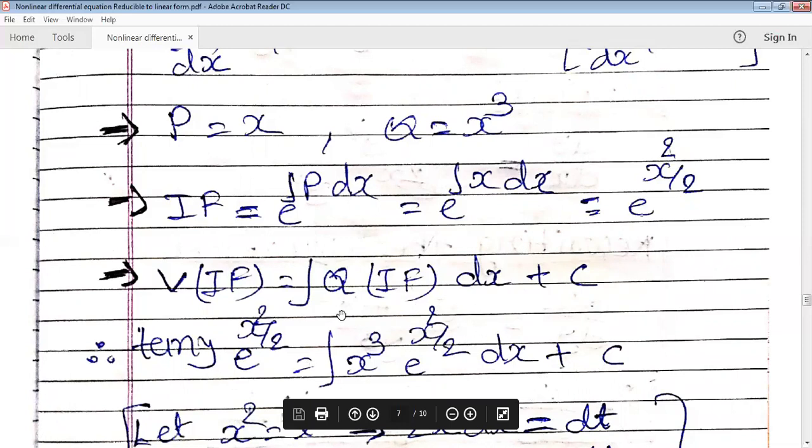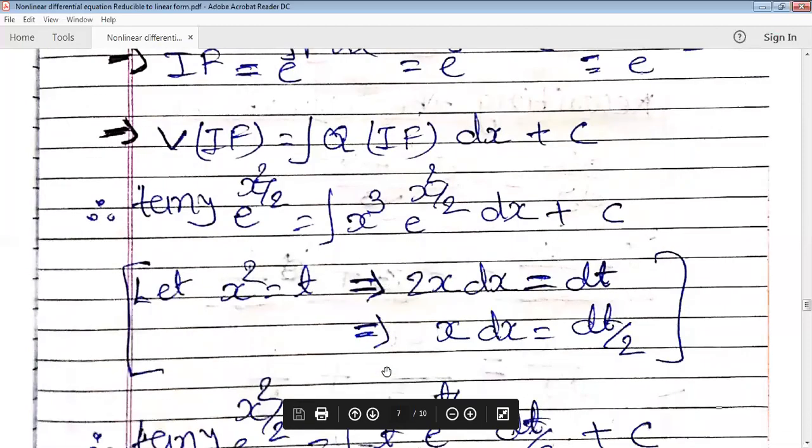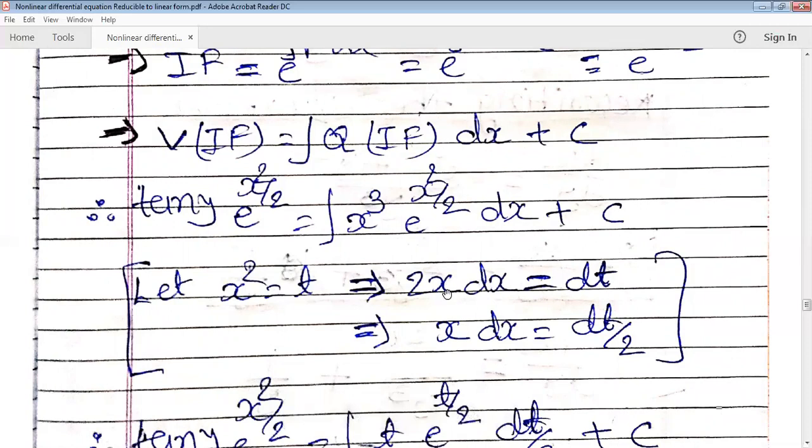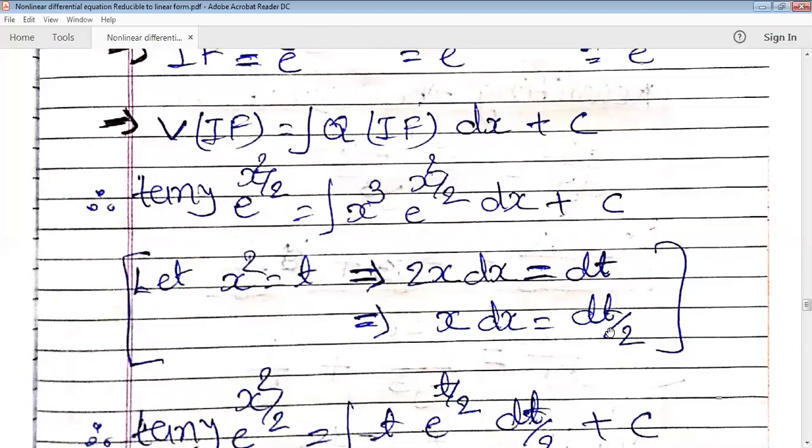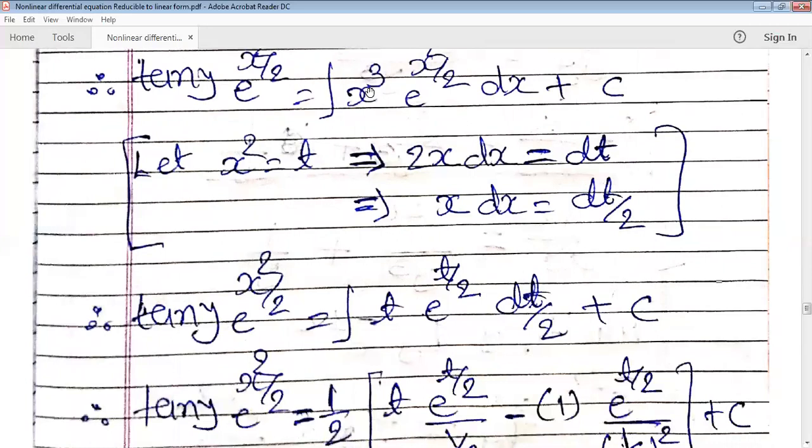So now this is not easy to solve or to find the integration. First we assume that x square is equal to t. Here the derivative of x square is 2x dx equals dt, so x dx is dt by 2. Students, here you have to split x cube into x square into x. Your x square is t, and x dx is dt by 2. So here x square is t, e raised to t by 2, and x dx is dt by 2, plus c.